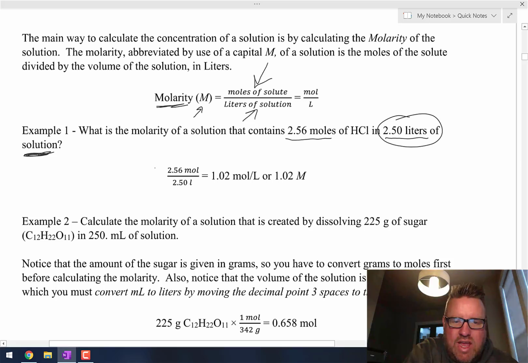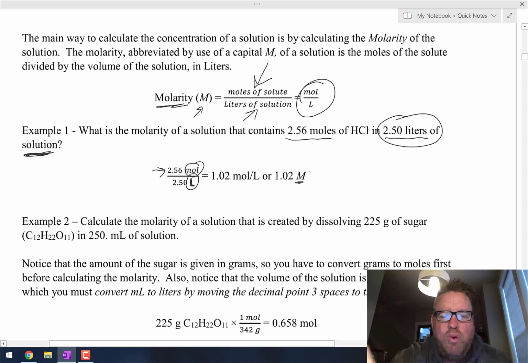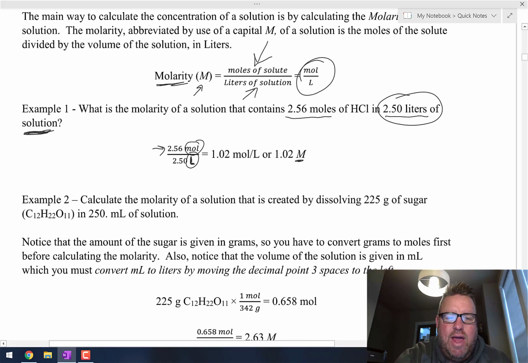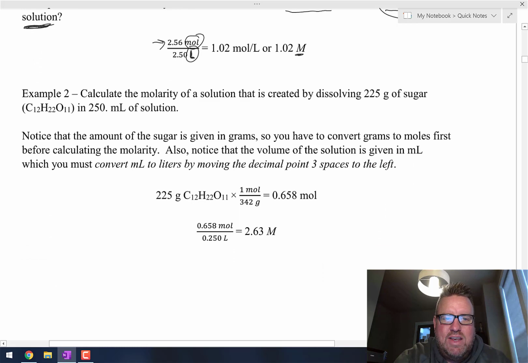So notice here I take my 2.56 moles, I put it on top, I put 2.50 liters on the bottom. That should be a capital L there, sorry. Then we divide those numbers and we get 1.02. And again, you can write that as 1.02 moles over liters, because that's really what it is. It's moles over liters. Or you can just abbreviate molarity by writing a capital M. So 1.02 moles over liters, or 1.02 capital M.